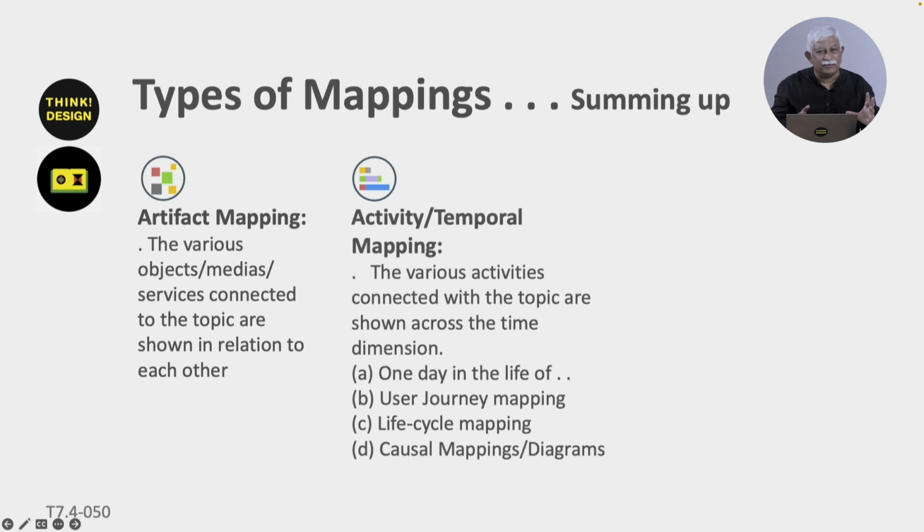And then the next one is an activity mapping. That means that something which happens across a period of time is actually mapped. The simplest one is you take your user or your product and show one day or a time period in its life. The next one is a little more interesting and more complicated, which is the user journey mapping, where you map the timeline, but you also look at other factors which are influencing this timeline. So that's called the user journey mapping.